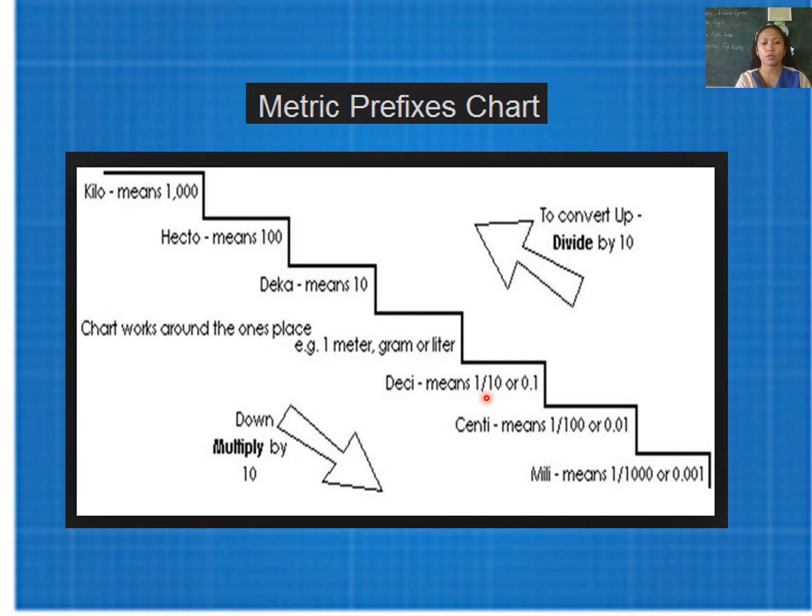Deci means 1 over 10 or 0.1. Centi means 1 over 100. Milli means 1 over 1000 or 0.001. So to convert units higher than this basic unit, you will divide by 10. To convert units which are smaller, we can consider smaller units, we will multiply by 10.